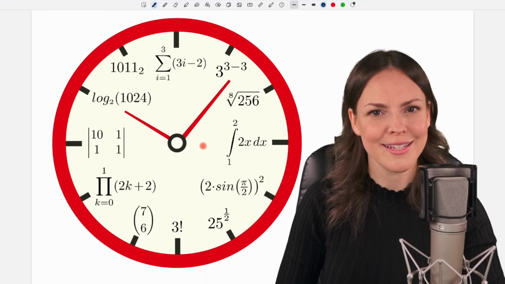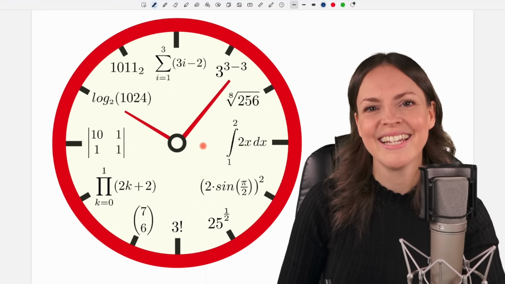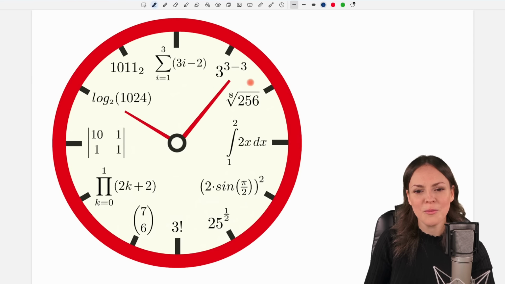You can try it by yourself first if you want to. Let me know in the comments how far you got. We maybe start at 1 o'clock here. Of course, we already know that the result has to be equal to 1, but can we also prove that?